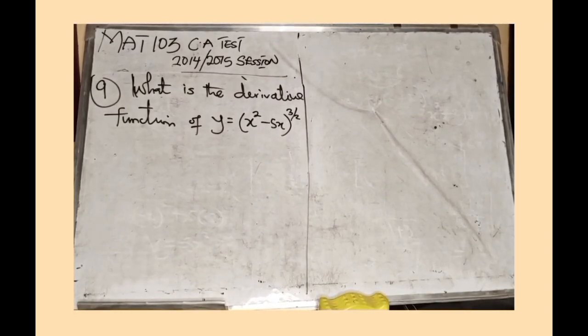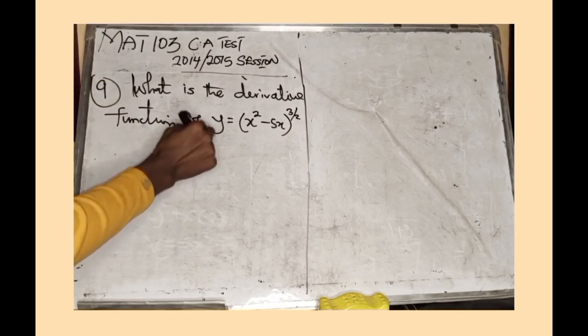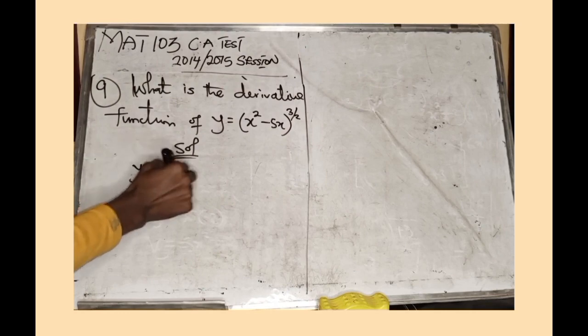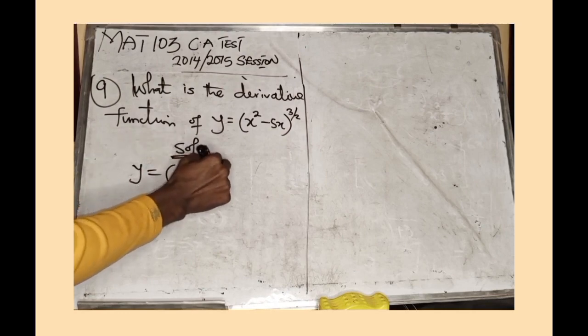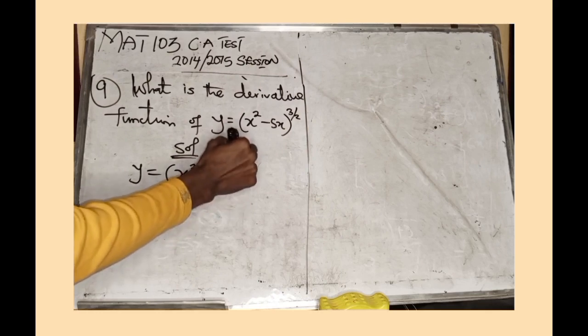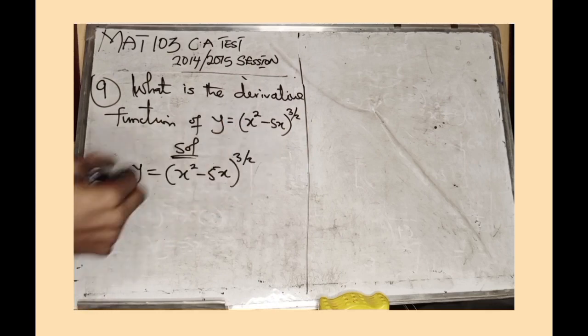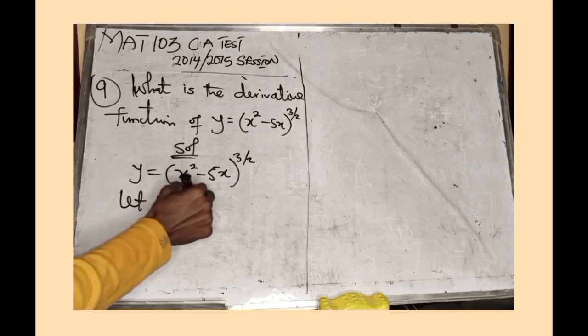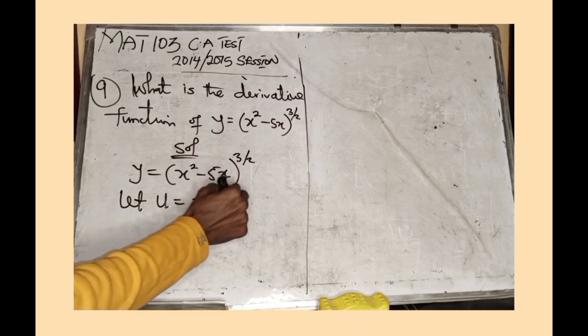Okay, question number 9 says: what is the derivative function of this? Solution. We are given y equals (x squared minus 5x) raised to the power of 3 divided by 2. This is a chain rule type of question. Now I will let u be equal to everything in the bracket, which is x squared minus 5x.